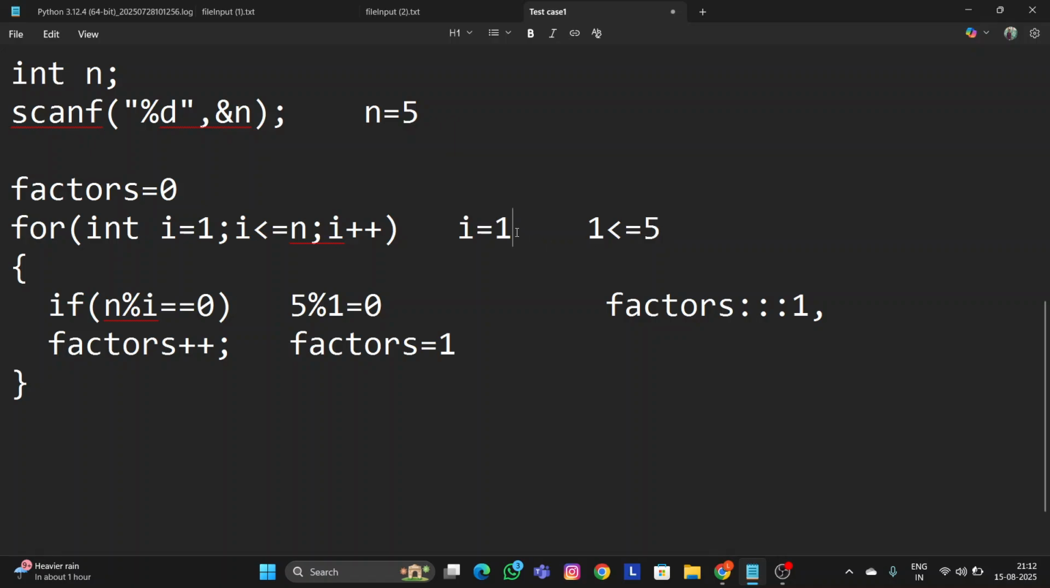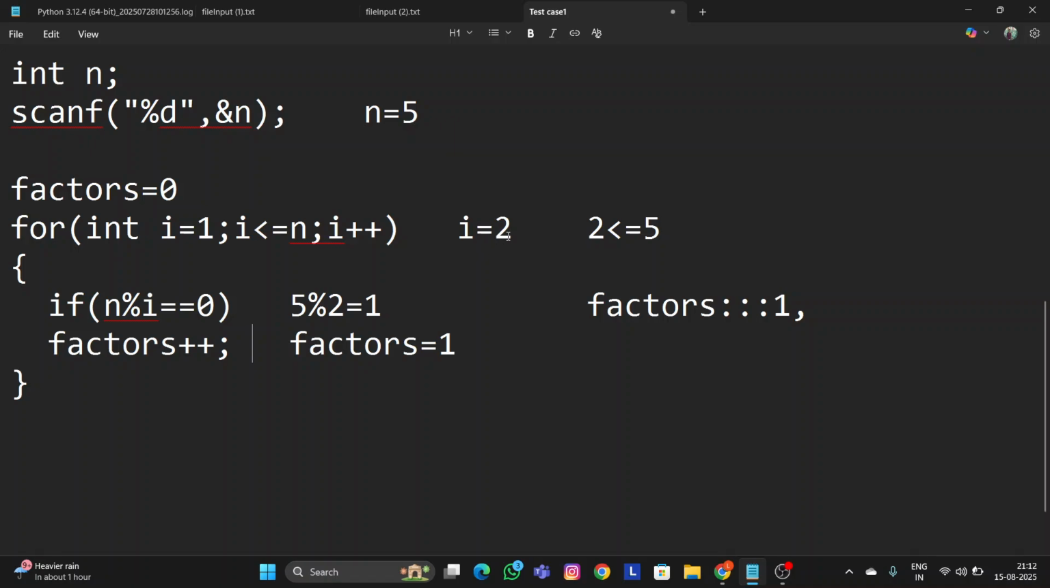i becomes 2. 2 less than or equal to 5, the condition is true, right? So I will check with 5. 5 modulo 2 is equal to 1. It is not equal to 0, so 2 is not a factor of 5. So I am skipping this statement because the condition is false. Only if the condition is true will I increment the factors value.